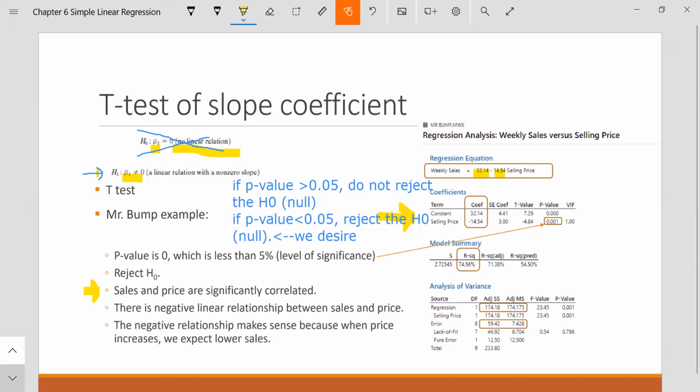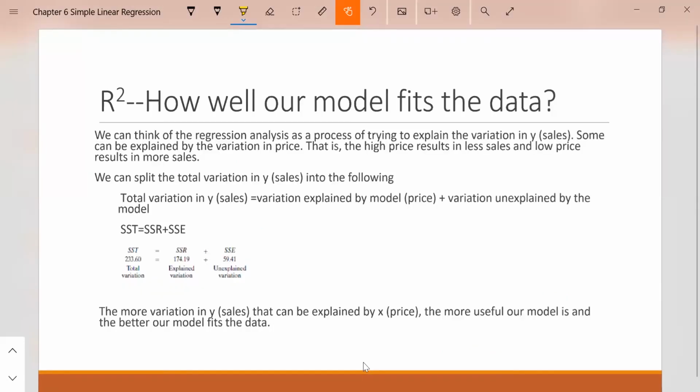That's the t-test. Next, let's look at R-squared, which is the measurement of fitness of the model. Or in other words, how well our model fits the data, okay? So I need to go through a thinking process before I can tell you how we judge the fitness of the model using R-squared. Let's think of the regression analysis as a process of trying to explain the variation in Y. So basically the question is why we observe different sales of milk.